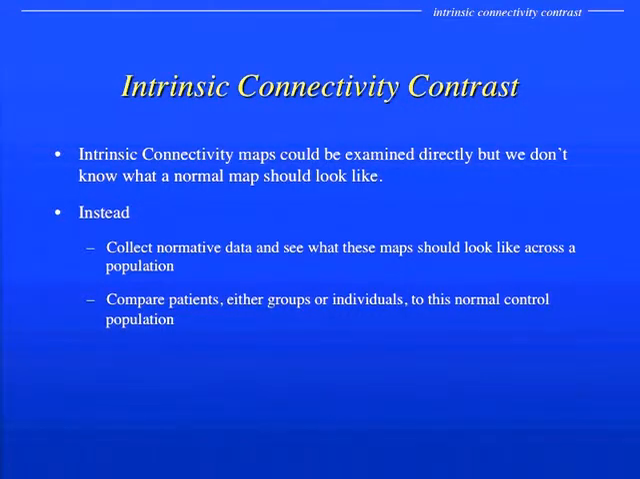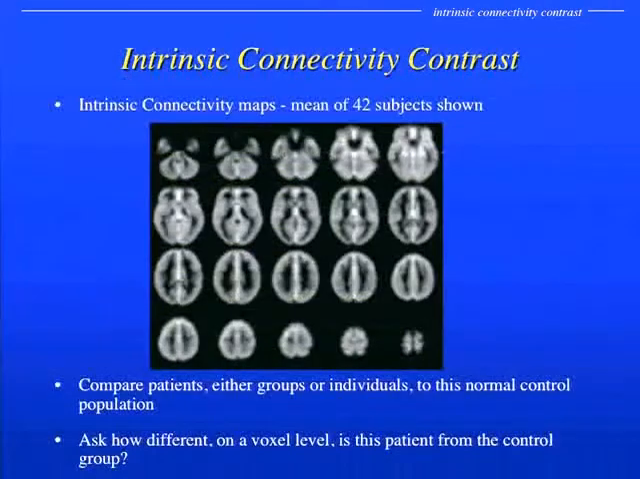Instead, we collect normative data on a group of healthy volunteers, and then we can look at individual patients relative to that group of volunteers, or we can look at a patient population relative to that group. And now we're operating on the voxel level. This is what a connectivity map looks like. This is for 42 subjects.